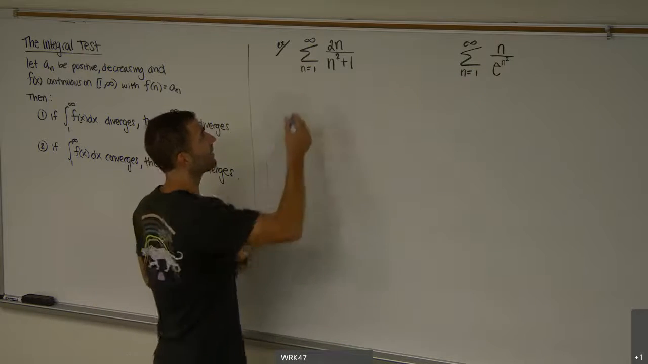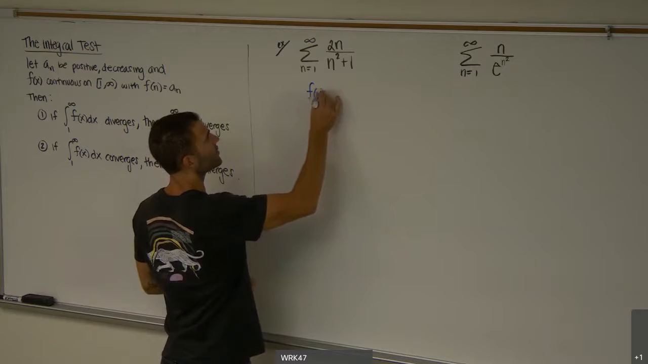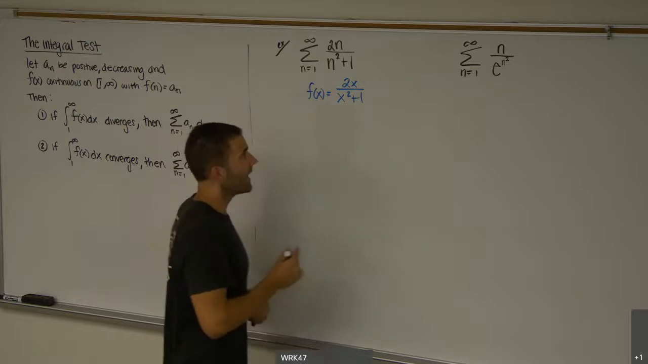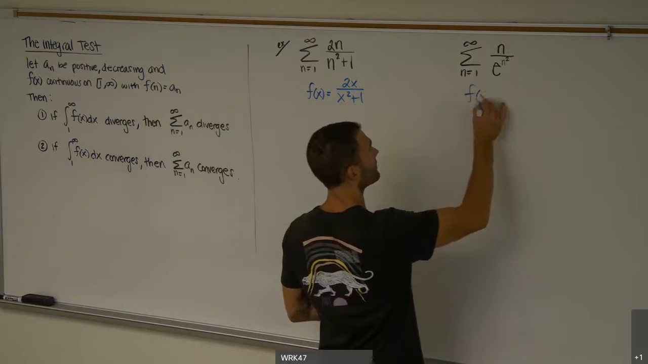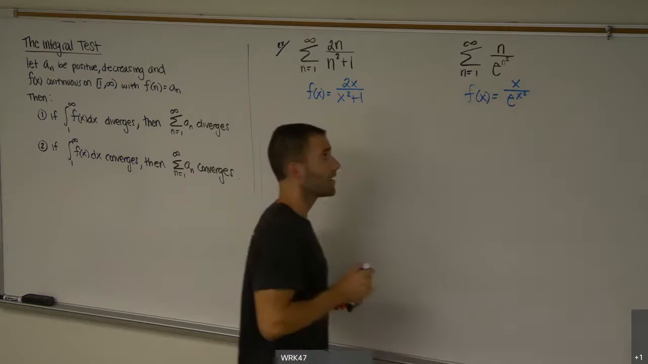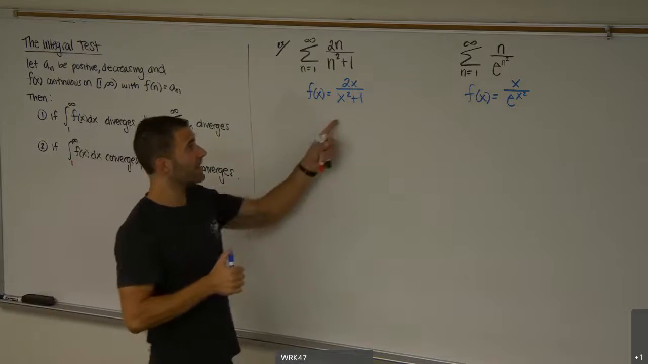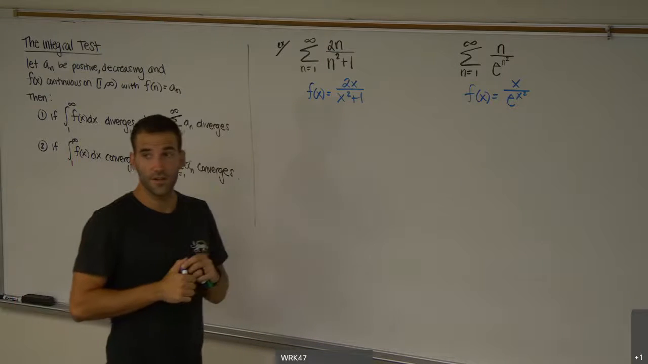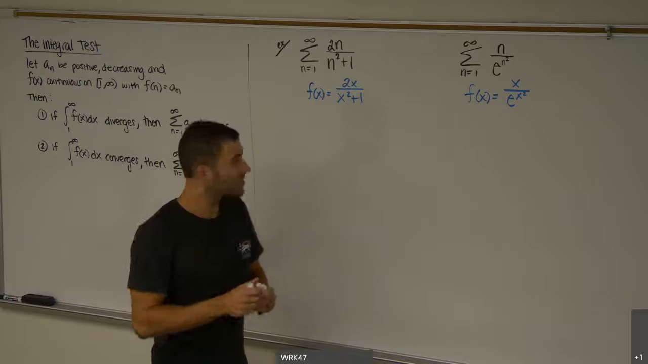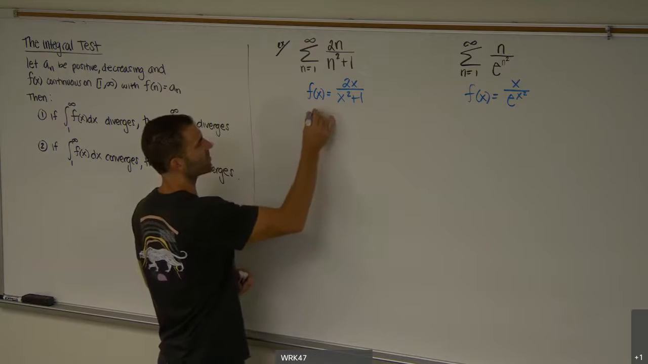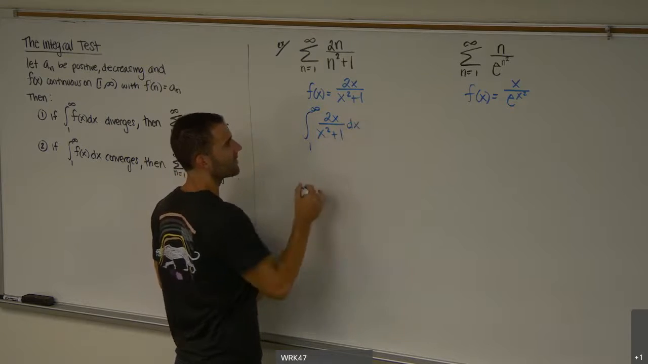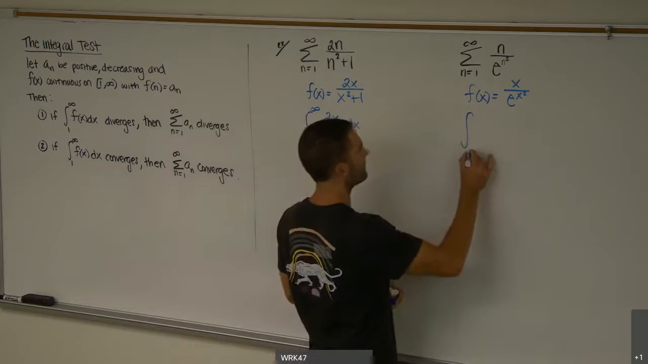And so let's think about this function here. And let's think about this function here. Both of these functions would obviously agree with my sequence at all natural numbers. They're continuous from 1 to infinity. There's no issues plugging in positive numbers from 1 on. And so let's try to answer the integral version of this question. Now we can use the antiderivatives, the fundamental theorem of calculus, and hopefully get an answer.